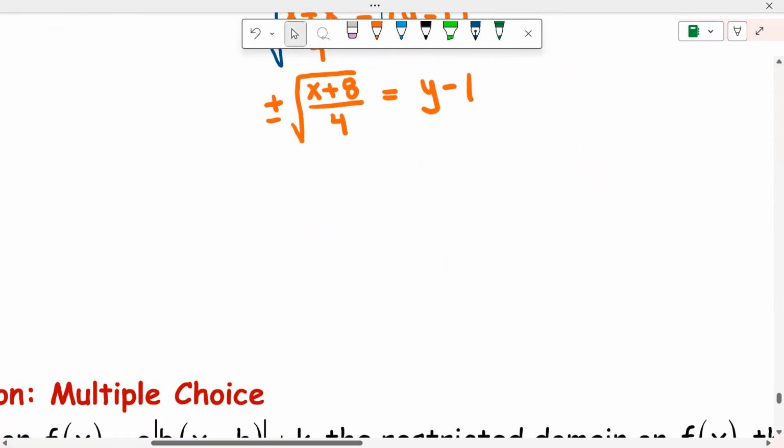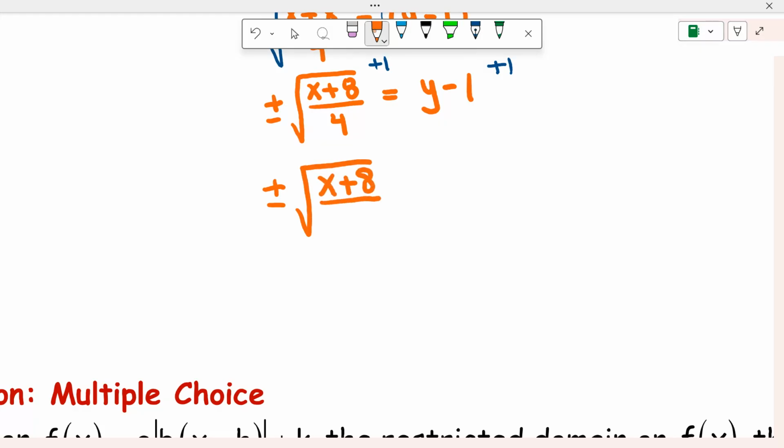And I'm almost done, right? So now I can add 1 to both sides. Not majority, but more than 30% of a class normally will forget the plus or minus. But I'm going to hopefully tell you the reason why you need it there, so you understand that you shouldn't forget it, because the graph isn't complete if you forget it. Which again, makes no sense yet, but I'm going to show you on the calculator. So let's finish this. So this would be plus or minus square root x plus 8 all over 4 plus 1 equals y.